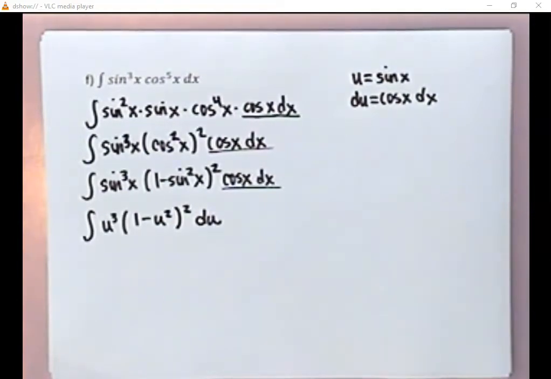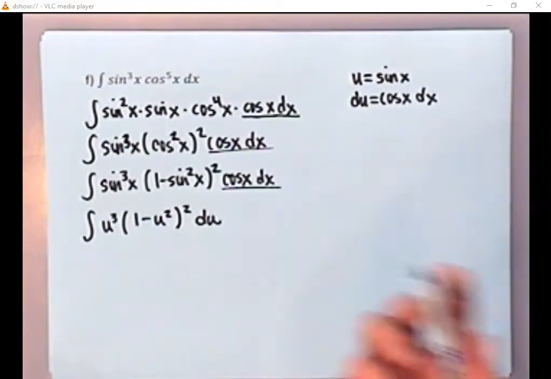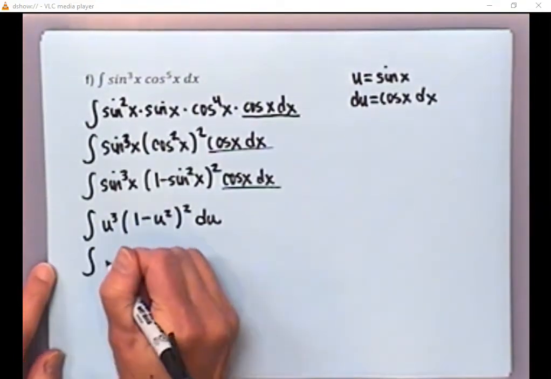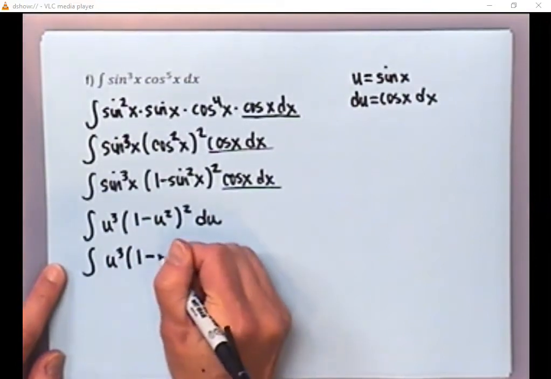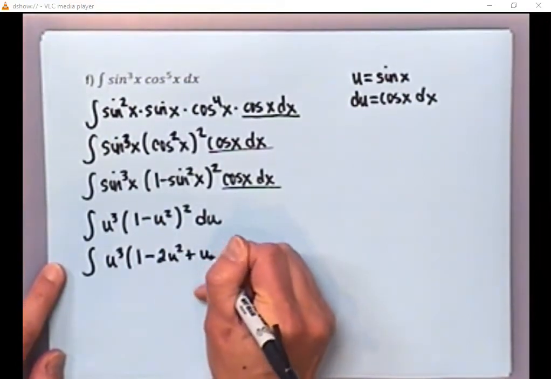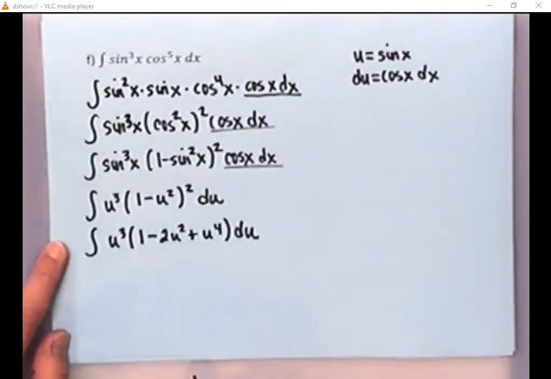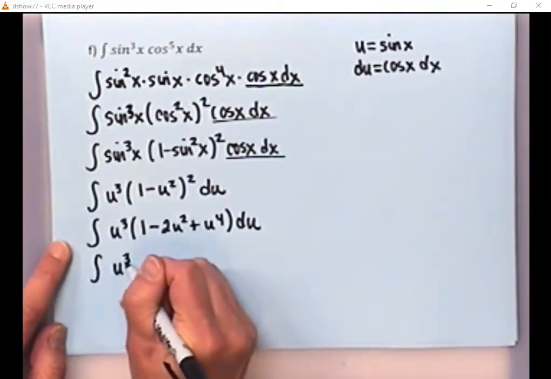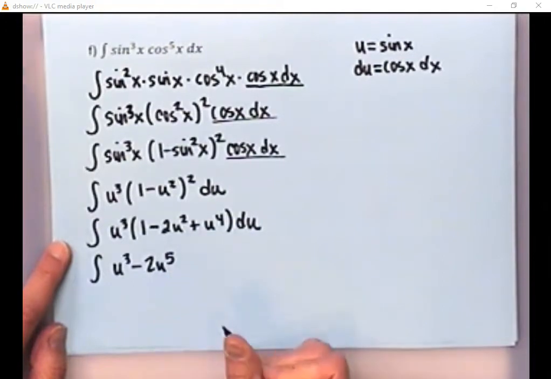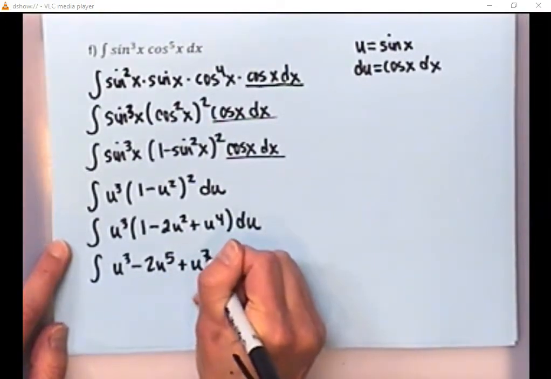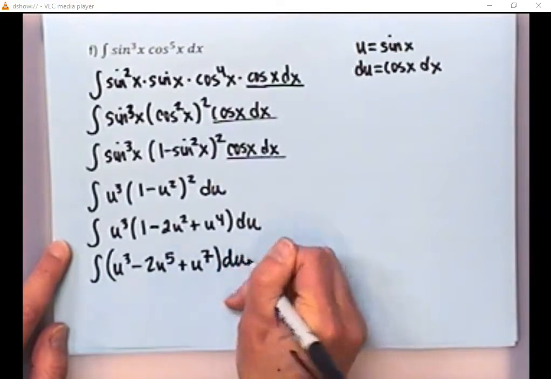Okay, and hopefully then this is something I can integrate. How would I need to integrate this? Kobe, what would I have to do first? Yeah, what would you do to simplify? Exactly, FOIL this and then distribute u cubed, just like we saw before. So foiling this out is 1 minus 2u squared plus u to the fourth, and then distribute in the u cubed. So that'll be u cubed minus 2u to the fifth plus u to the seventh, all times du.